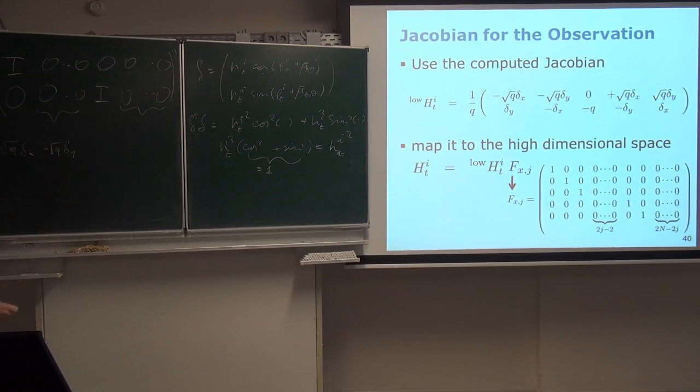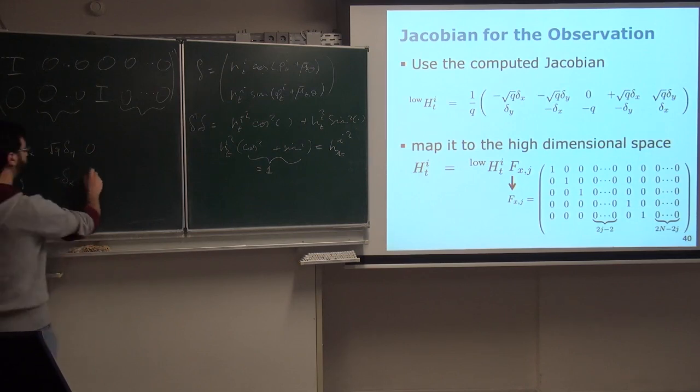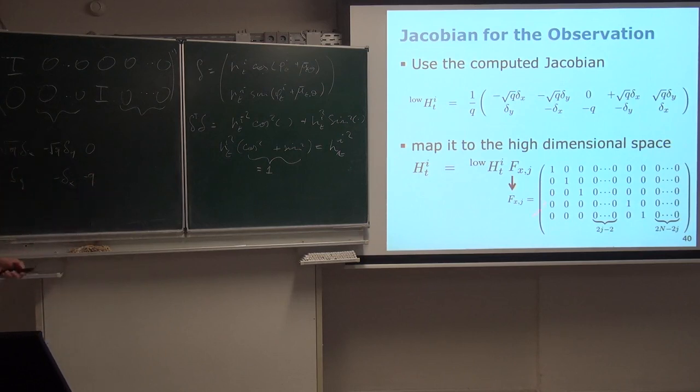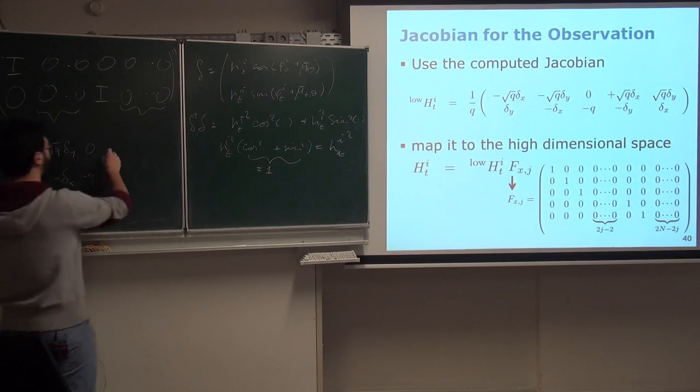Then you will have 0, and that's somehow what depends on the robot pose, and you have delta y, then you have minus delta x, and then you will have minus q. And then, basically, this will just be expanded with a lot of zeros for the landmarks that we don't care about. So then there will be a lot of zeros here.